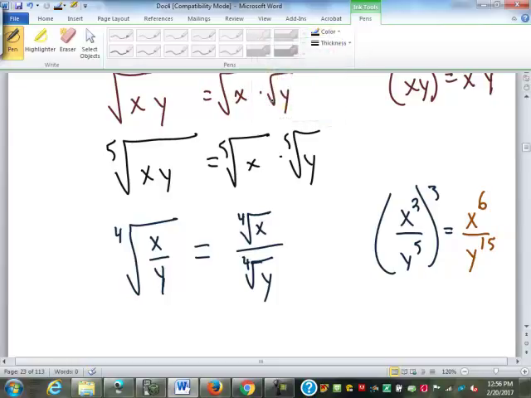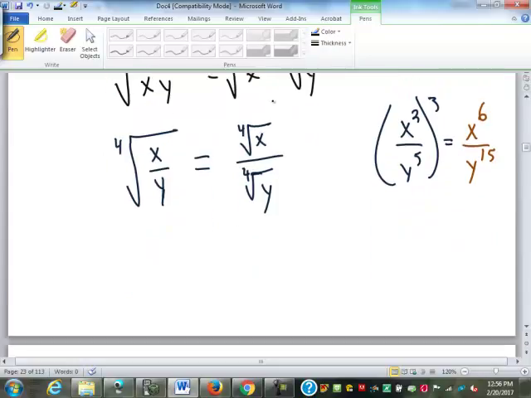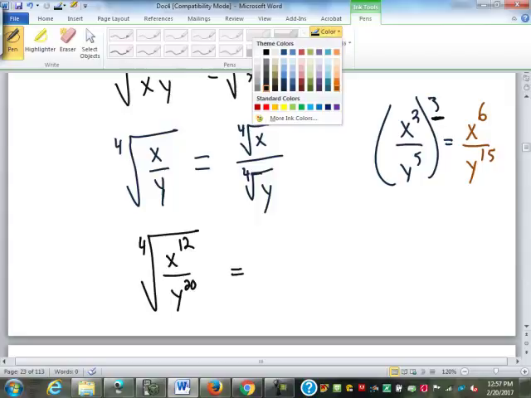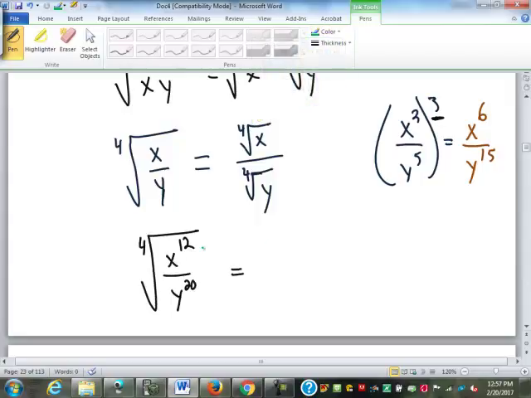With my roots, I'm going backwards. Let's say I have the fourth root of x to the 12th over y to the 20th. When I did a power, I multiplied the powers. What do you think I'm going to do when I do a root? Divide the powers. So x to the 12th, what am I going to divide the 12 by? 4, the fourth root. 12 divided by 4 is 3, so that's x to the third. Y to the 20th is going to become y to the 5th. So I apply the root to it separately.